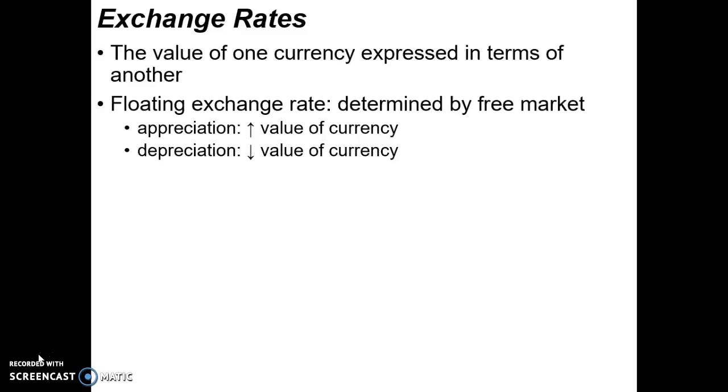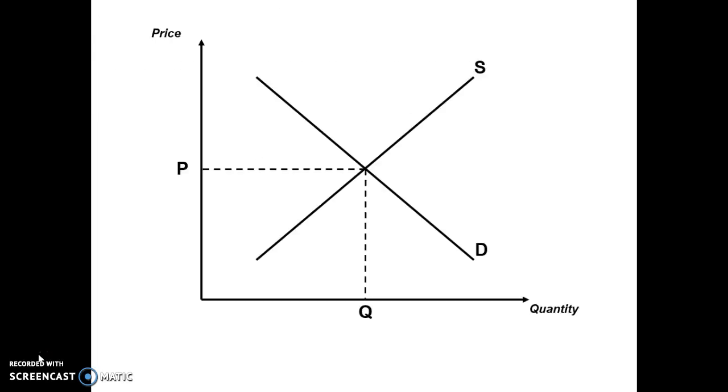And again, we're going to look at floating exchange rate now, which is when we have an exchange rate that is determined purely by the free market. The government does not interfere, and that can result in an appreciation of a currency. That's when the value of a currency increases in respect to another currency, or a depreciation, which is when the value of a currency goes down compared to another currency.